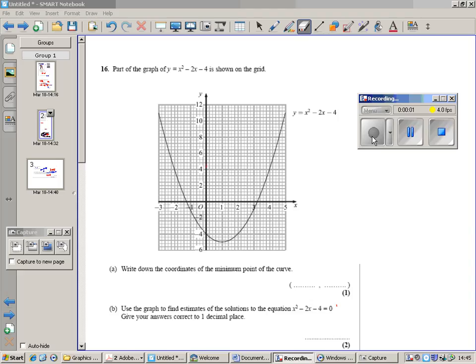Right, the big graph question. Let's start with the minimum point. The minimum point is where the curve bottoms out, so that's here. And that's clearly when x is 1 and y is minus 5.